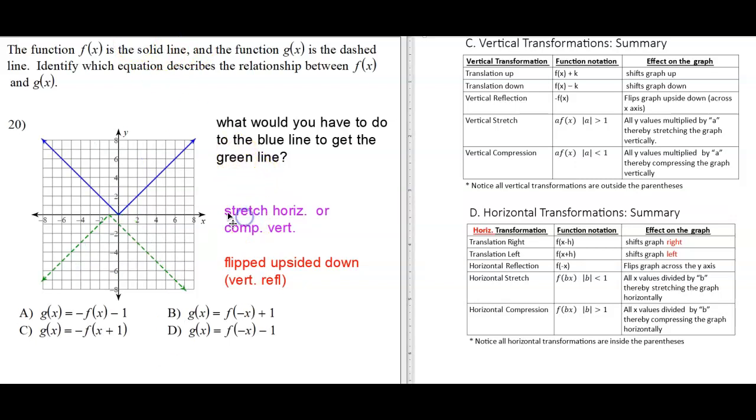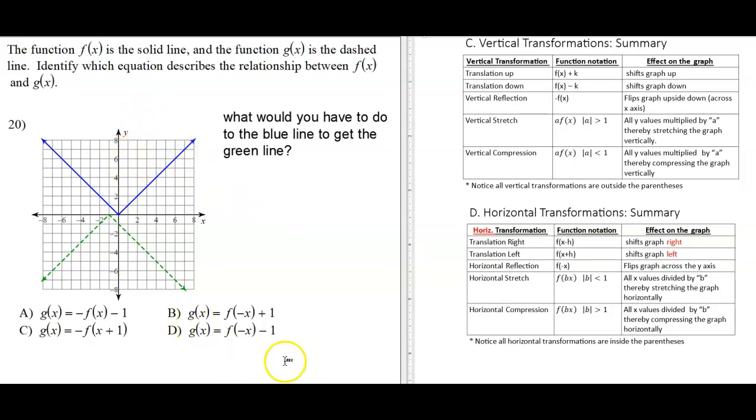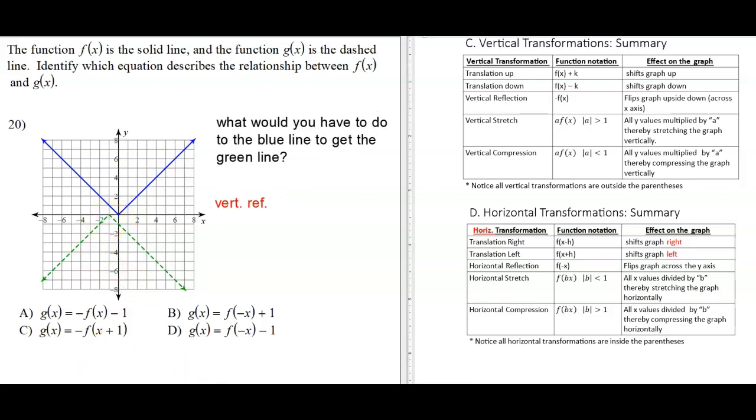All right, let's go ahead and take a look at number 20, and then I'm going to let you guys practice some of these. So here we go. What would you have to do to the blue line to get it to look like the green line? Well, it doesn't look like it's been made fatter, but it does look like it's been flipped upside down, which we know is a vertical reflection. And it also looks like it's been shifted to the left a little bit. It's been shifted this way a little bit. So that would be a translation to the left.